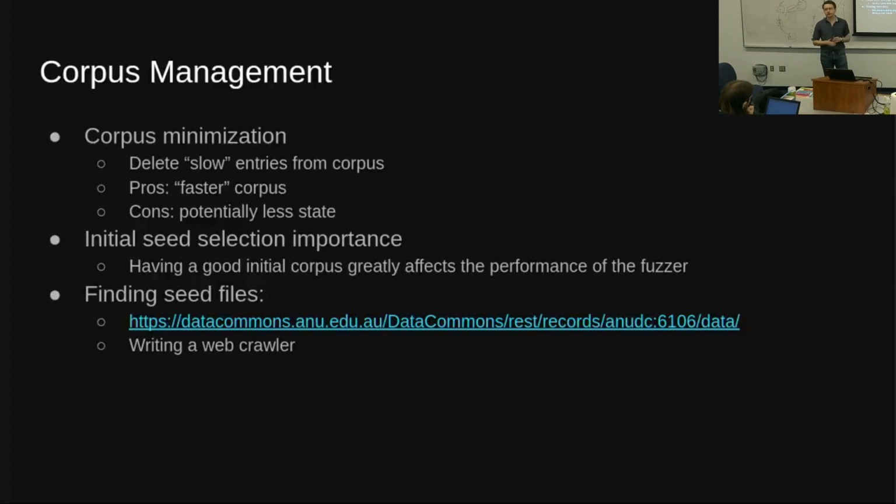There are different ways to do it. If you want to fuzz objdump, for example, you might download a bunch of different ELF files. You might download Ubuntu's collection or Debian's collection of binary files and download all of them as your initial corpus. So there are different ways to find those. Any questions on this? Okay.